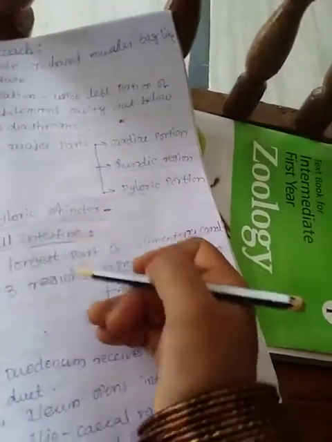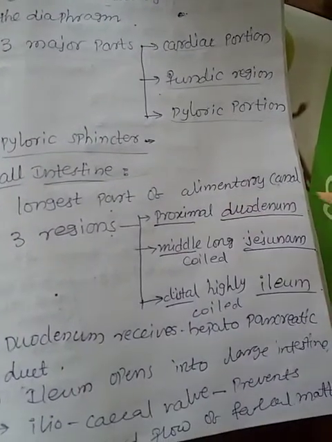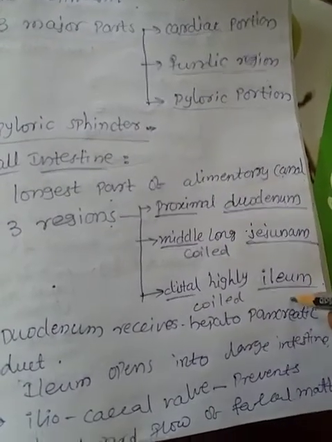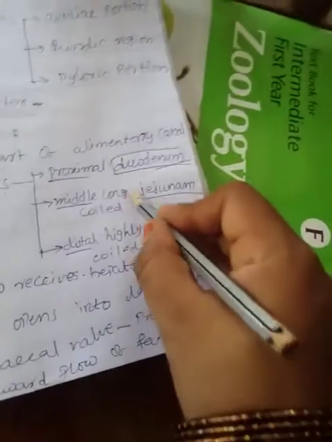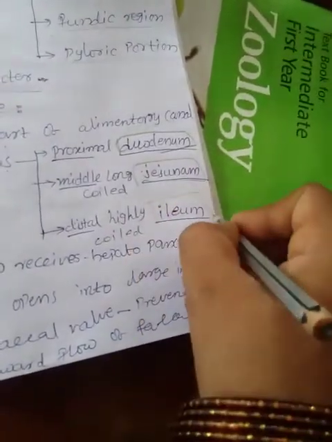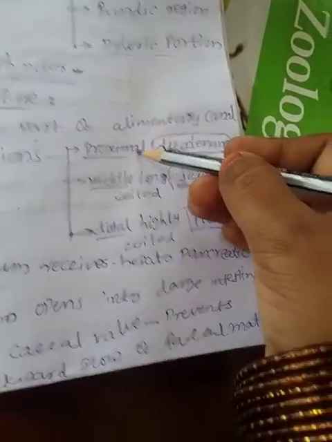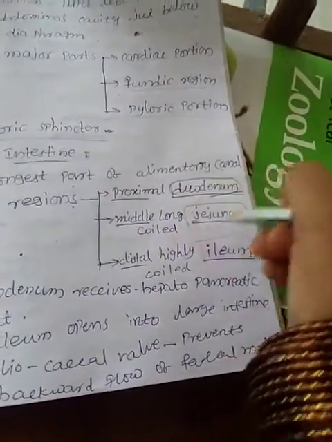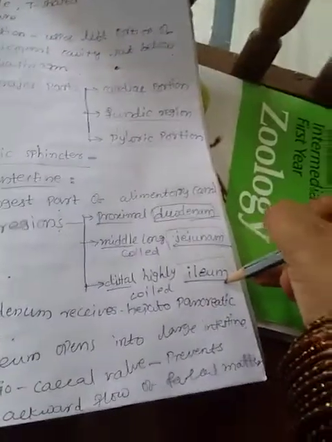Next, in the small intestine there are also three regions. First one is proximal duodenum, second one is jejunum, third one is ileum. Duodenum is the proximal part, means mundu bhagam. Next, jejunum is the middle part and a long coil. And third one is ileum.